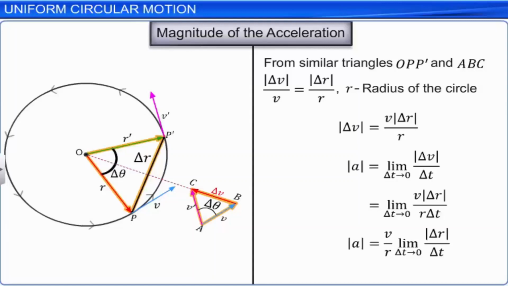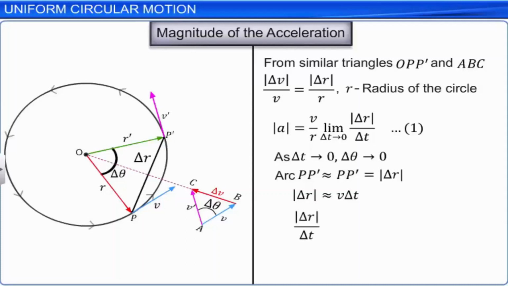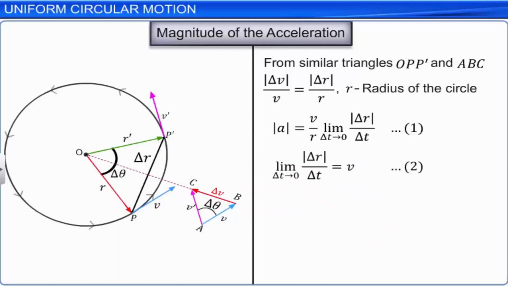As delta t approaches 0, delta theta also approaches 0. Arc PP' is approximately equal to PP', which is equal to magnitude of delta r. Magnitude of delta r is approximately equal to v delta t. This can be written as magnitude of delta r by delta t is approximately equal to v, which implies limit delta t approaches 0 magnitude of delta r by delta t is equal to v. Let this be equation 2. Substituting equation 2 in 1 and simplifying, we get a is equal to v square by r. Let this be equation 3.